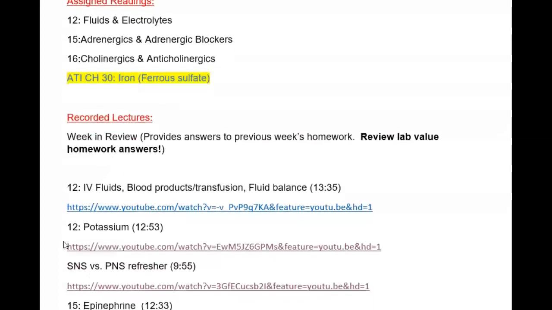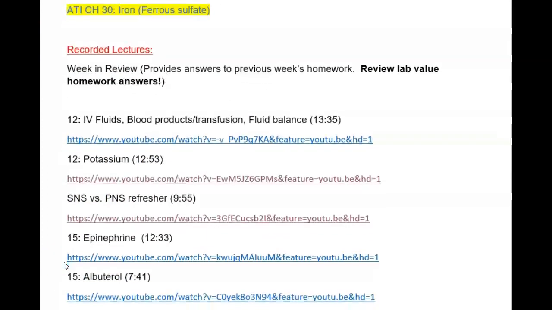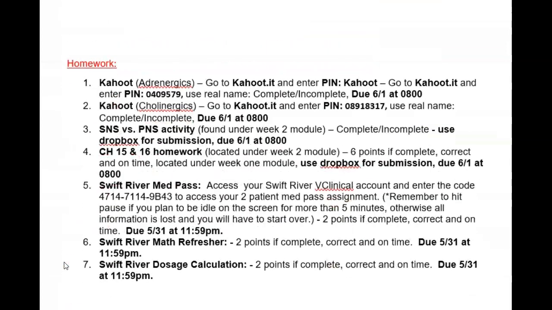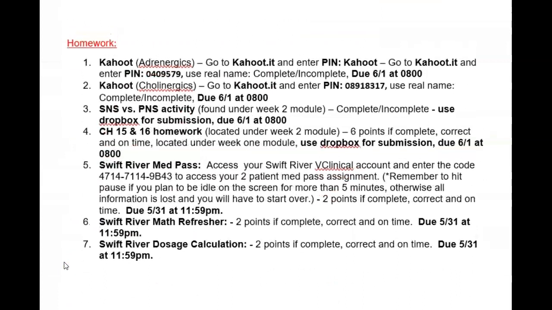Next, I give you a brief A&P refresher of sympathetic and parasympathetic nervous system, because you have to understand this in order to talk about adrenergic drugs and cholinergic drugs. So you get a brief little refresher there, and then it moves into the recorded lectures for chapters 15 and 16. In terms of homework, you have 2 Kahoots. You have an SNS versus PNS activity. Again, this is an A&P review.